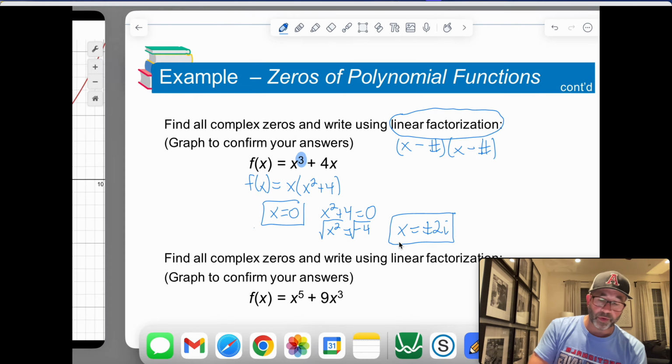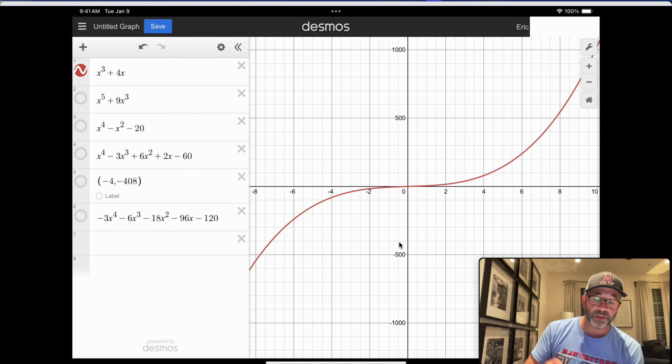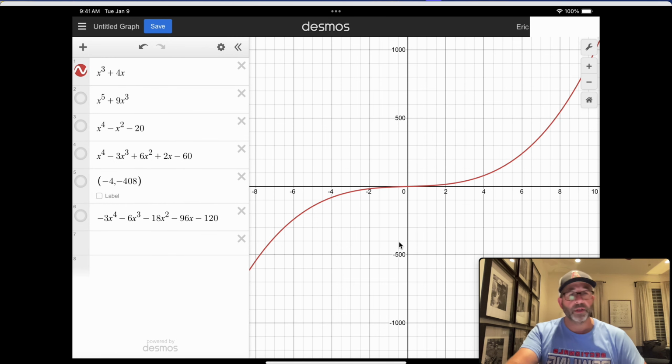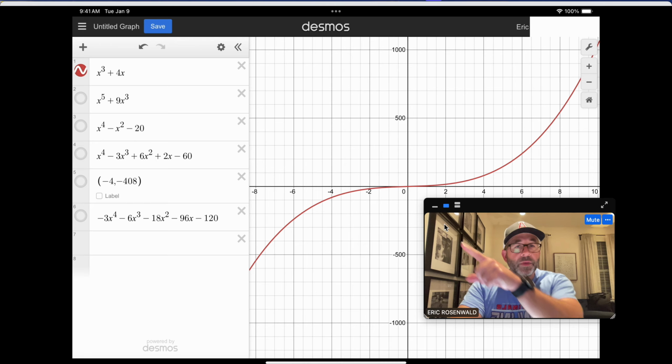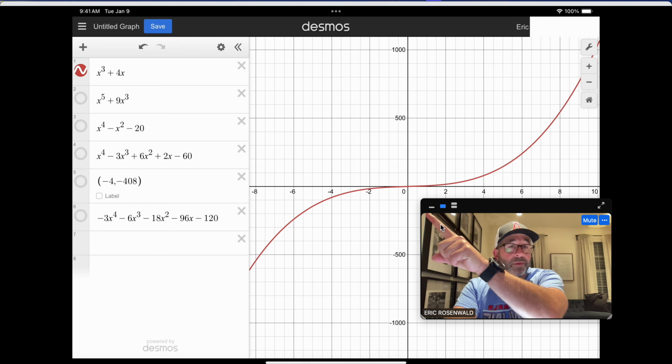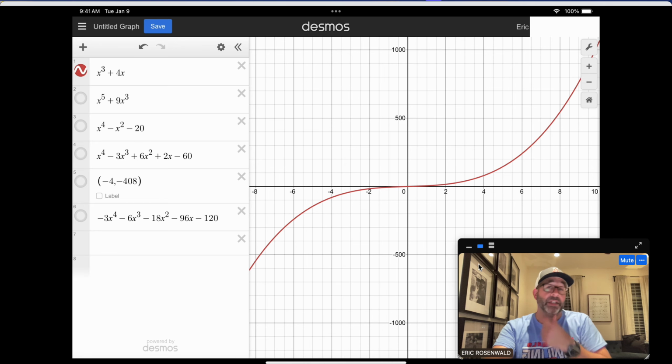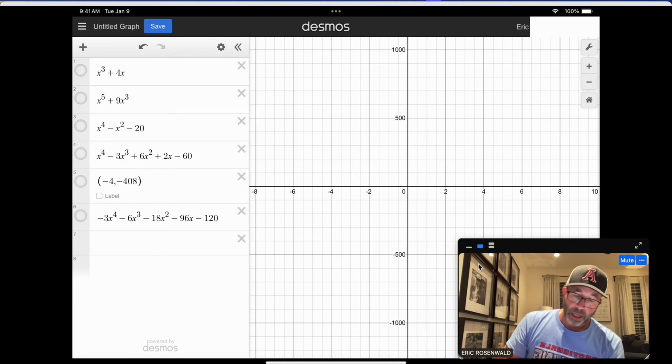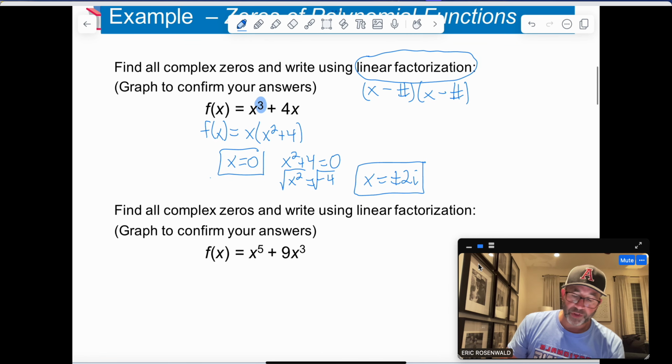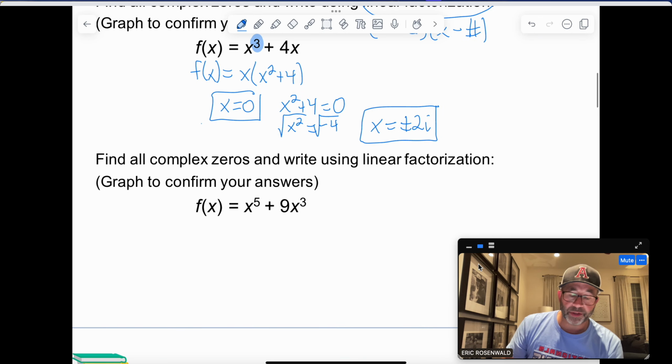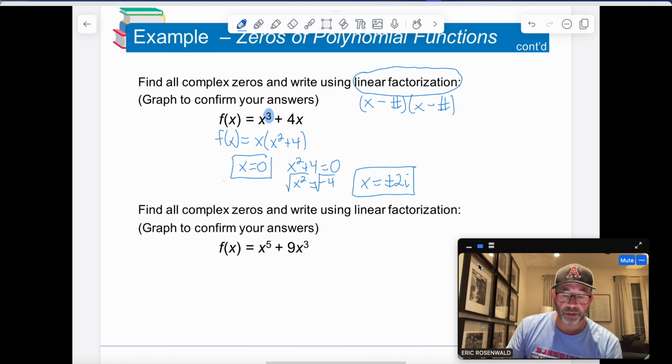And if, again, we throw this into our calculator and look at it, we can see right up here in the corner is where it actually hits at 0, and it's the only spot that it actually hits. Let's take a look at the second one here. Same exact idea. It says find all the complex zeros and write using linear factorization. So let's go back.